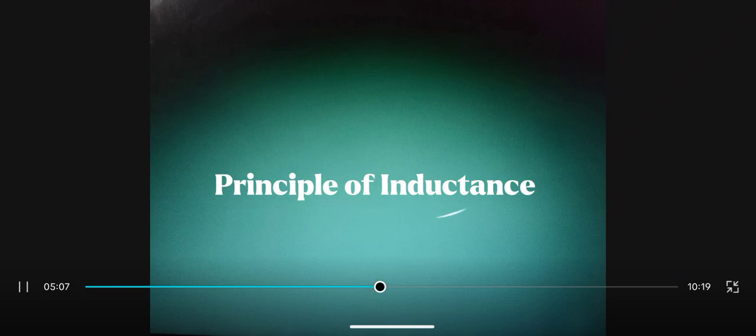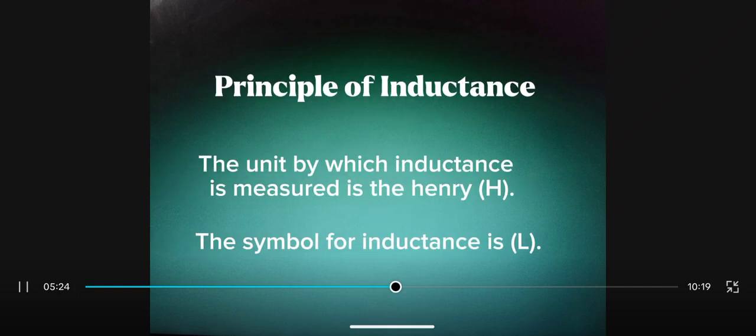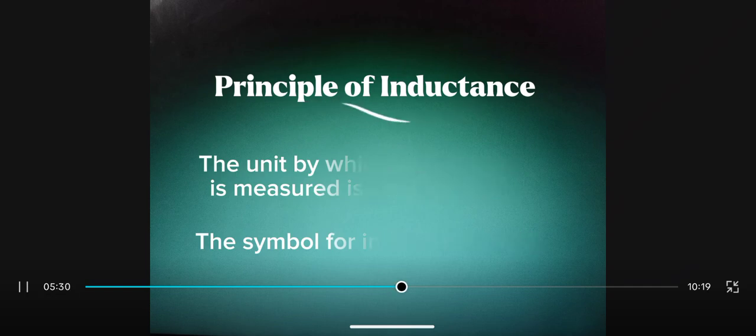Now, all conductors have some inductance. The amount of inductance depends on the conductor and the shape of it. A straight wire has small amounts of inductance, whereas coils of wire have much more inductance. The unit by which inductance is measured is the henry, or H, and the symbol for inductance is L.